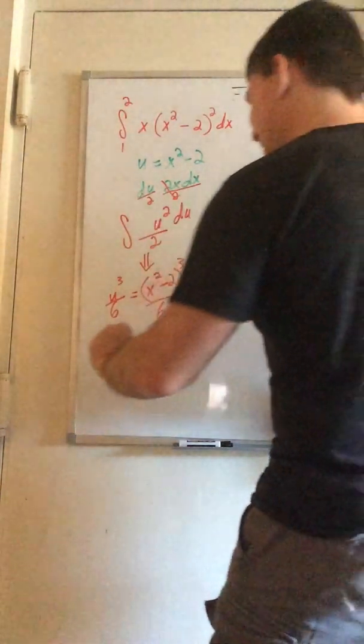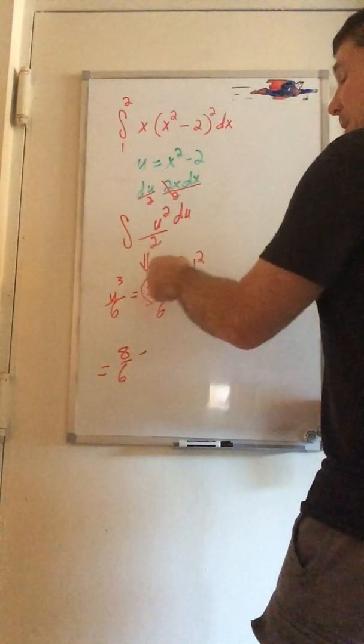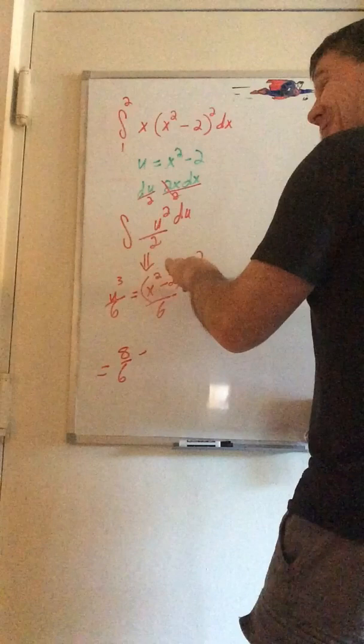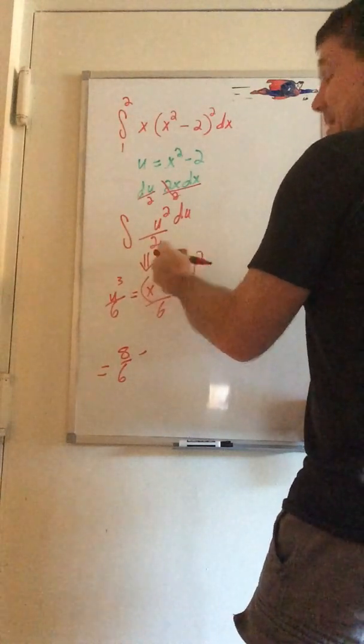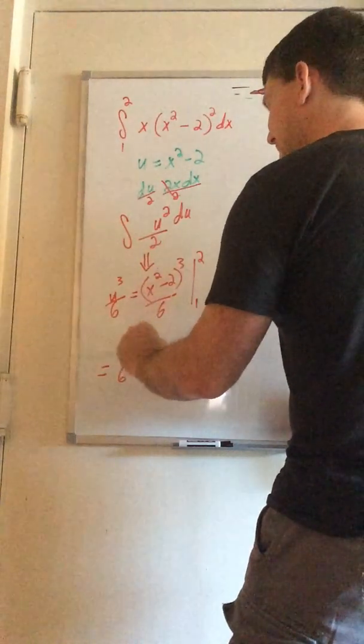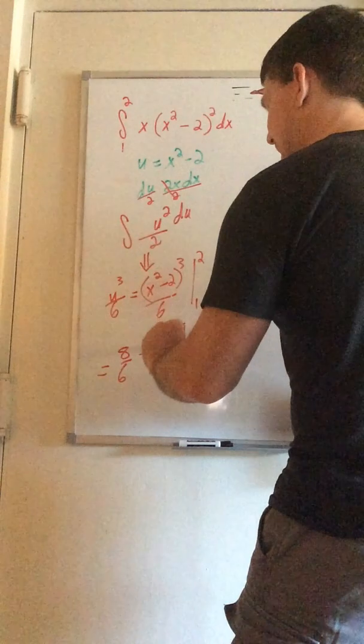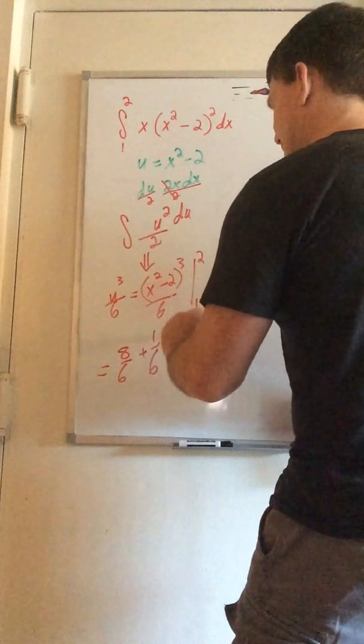is 2, cubed is 8, that's 8 over 6, minus, if I plug in 1 squared is 1 minus 2 is negative 1, negative 1 cubed is negative 1 over 6, which is negative 1/6. So 8/6 minus negative becomes plus 1/6, and we get 9/6, which is 3/2.